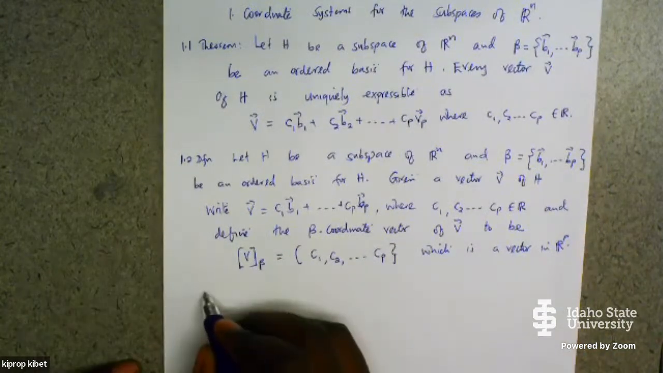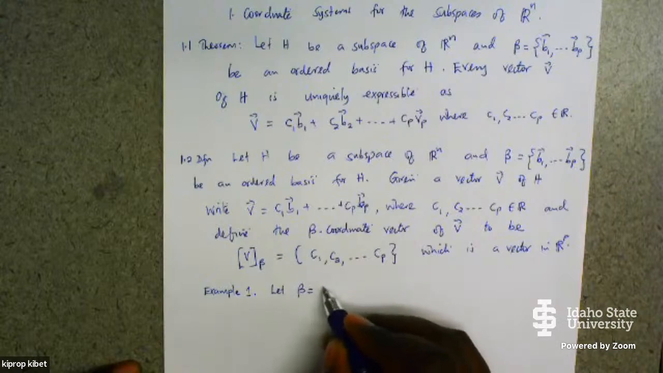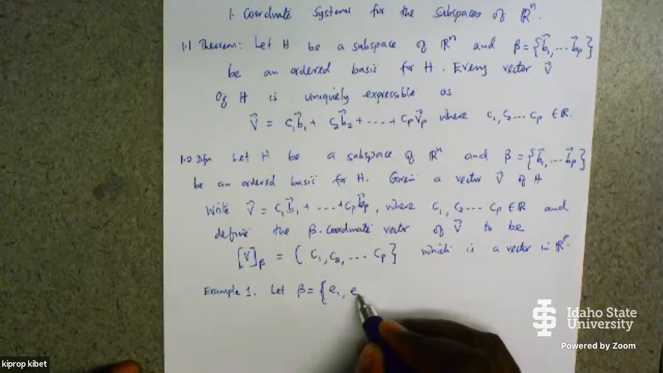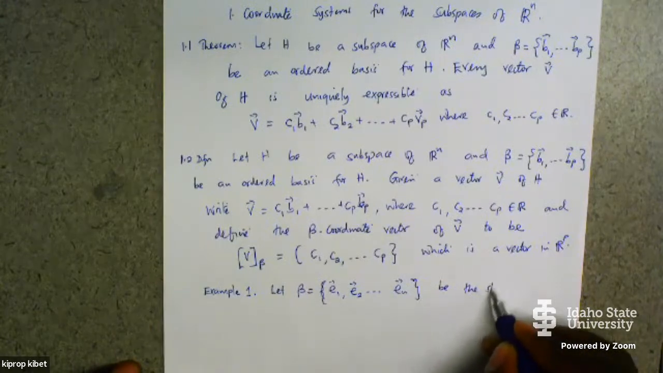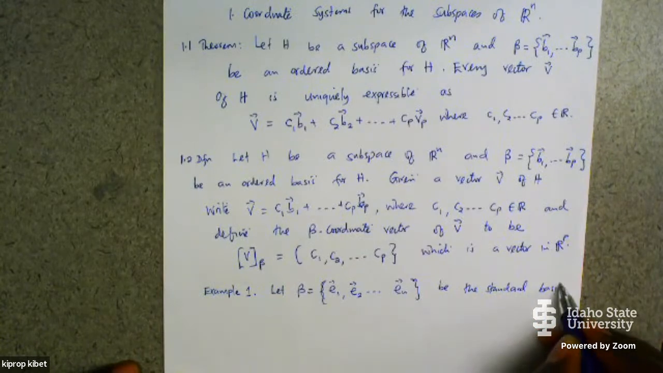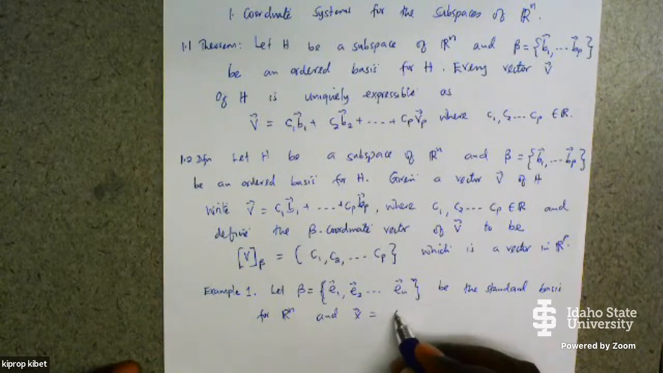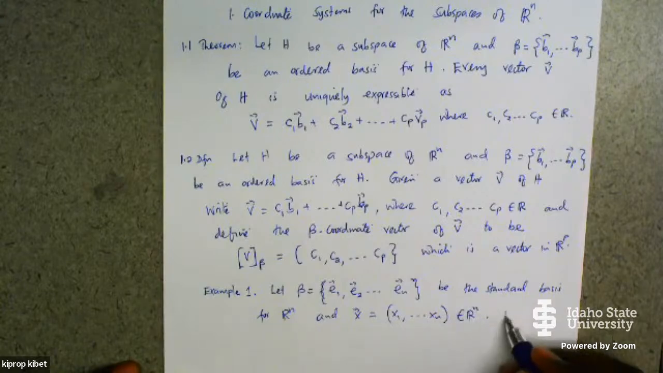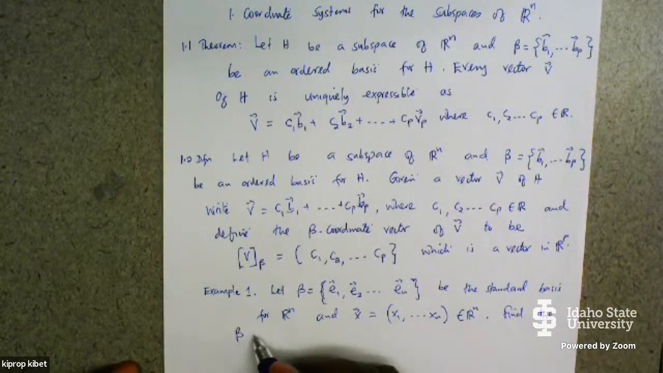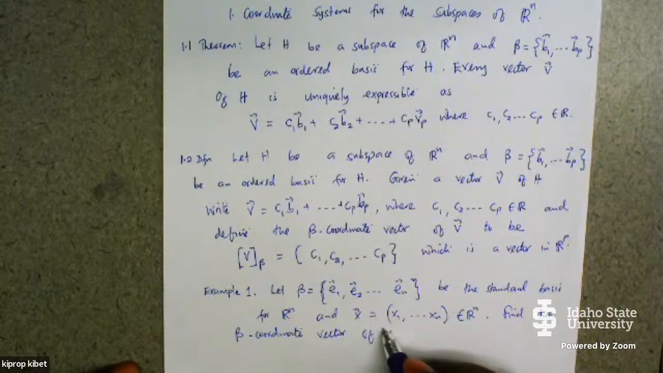For example, example number 1. Let B equal e1, e2, all the way to en be the standard basis for Rn, and let x equal (x1, all the way to xn), which is an element of Rn. Find the B coordinate vector of x.